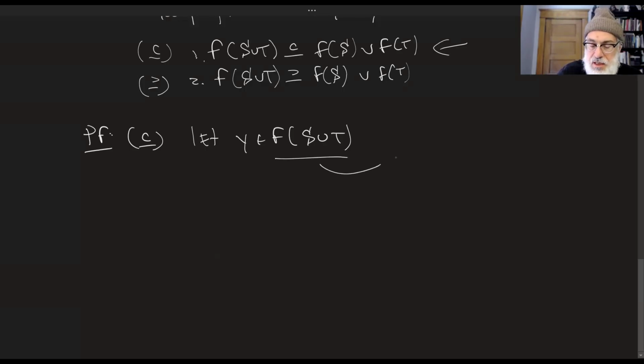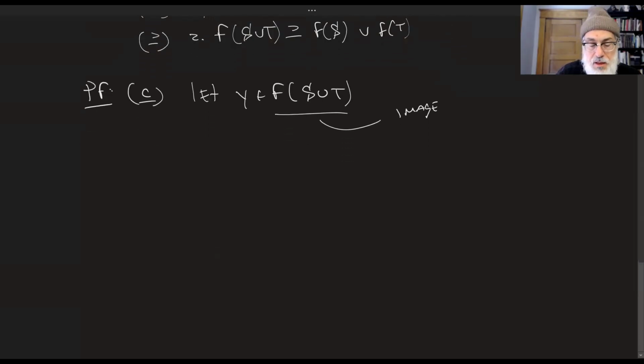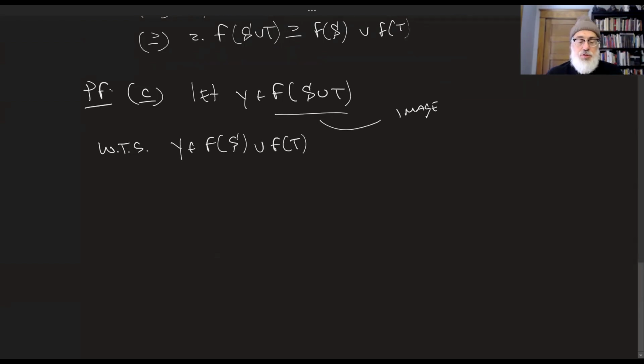So this is an image. And again, look at the set operations video, where we talk about images and pre-images. So what do we want? We want to show here that y is in f of S union f of T. If we do that, then we've shown that every element, because y is arbitrary, that exists in f of S union T will also be in f of S union f of T, which is the definition of subset. So this is where we want to end up.